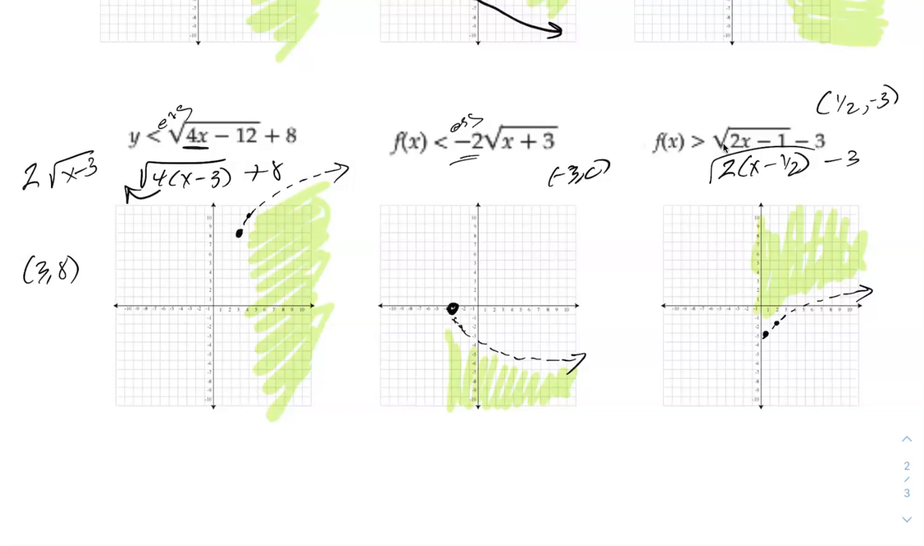I actually went a little too far over here. It doesn't go past 0. So it's like a 1/2. Anyway, that's it. That's the worksheet.